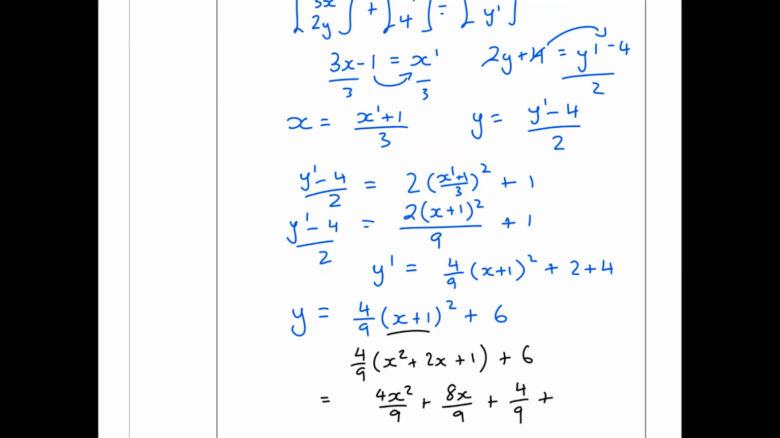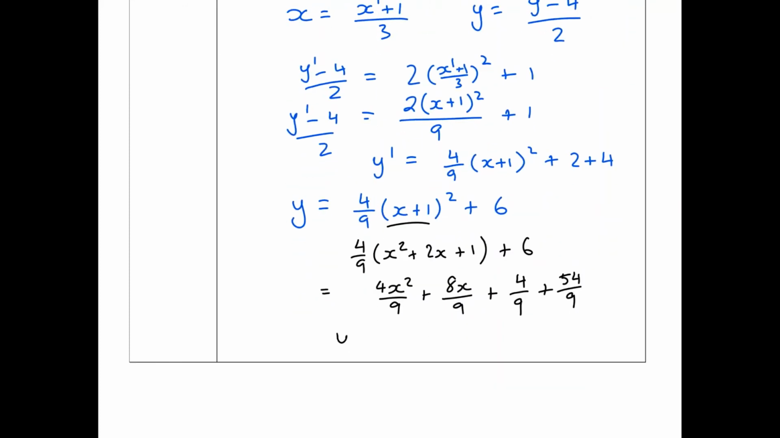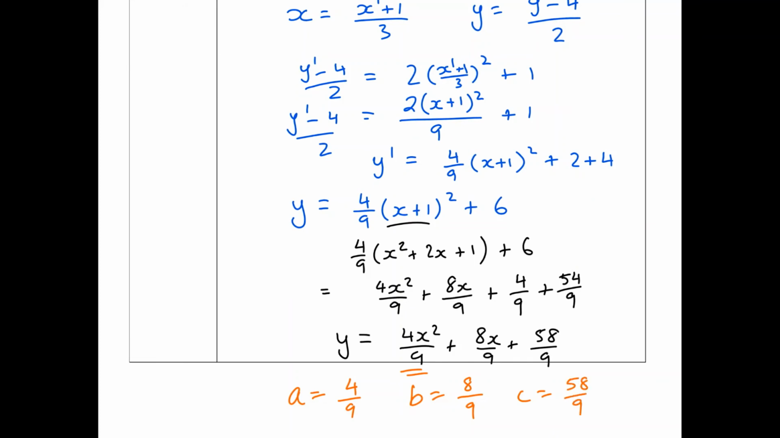Now I've got to add 6, but as a fraction of 9, that's 54 on 9. And so we're nearly there. y absolutely is 4x squared on 9 plus 8x on 9 plus 58 on 9. But I don't need to find y, I need to find a, b, and c. Well, my a is that coefficient, so it's 4 over 9. My b is this coefficient, which must be 8 over 9. And my c is the coefficient of x to the power of 0. It's the constant term, which is 58 on 9.